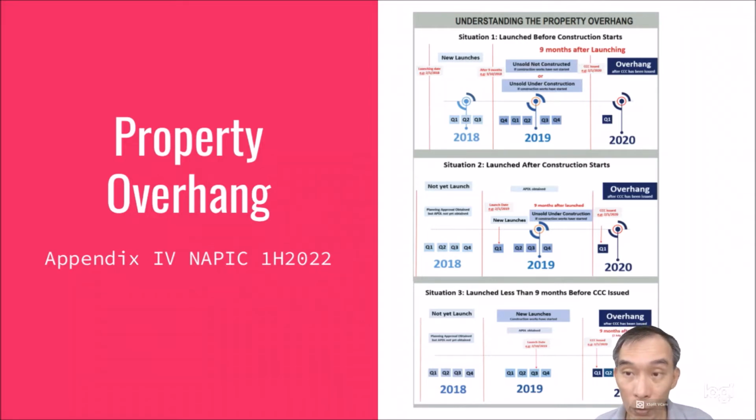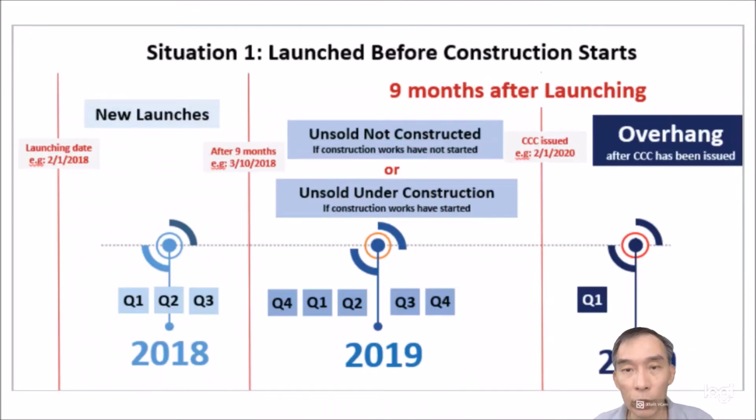Launch before construction starts. So this one is launched before construction starts. If you have launched a project and not yet have construction activity, it remains unsold, even when it is constructed and given the CCC, the time of how to calculate it is from the time of launch.